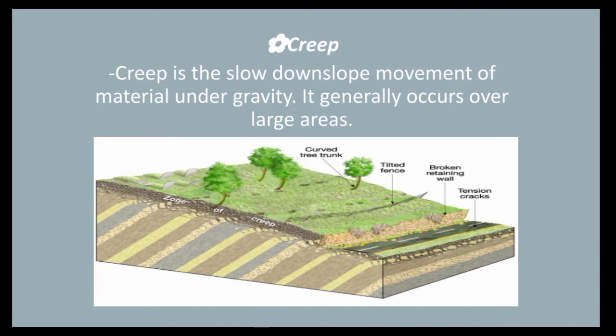And tilted fence, parang basta na-tilt siya. And broken retaining wall. And meron din yung tension cracks. So, meron yung three main impacts ng creep. So, curved tree trunk, tilted fence, and broken retaining wall.